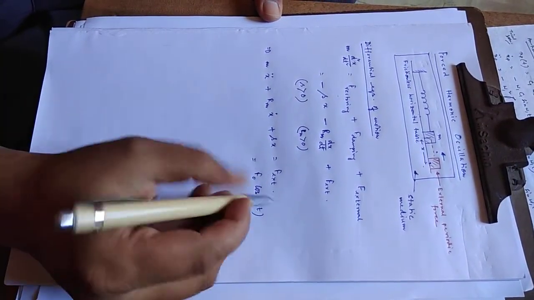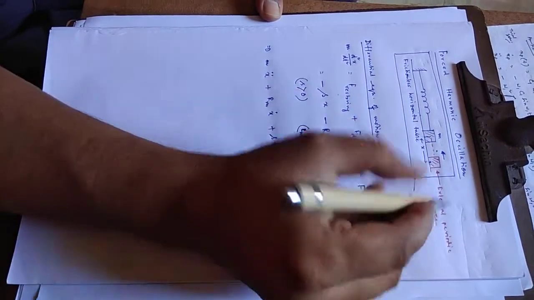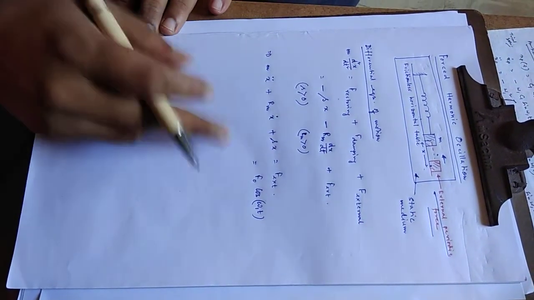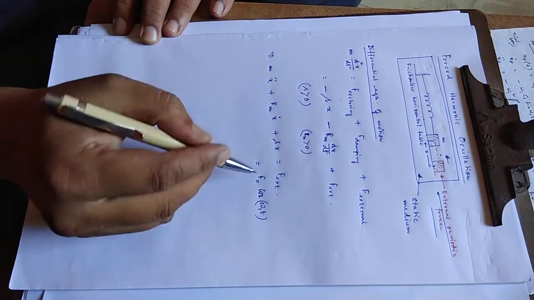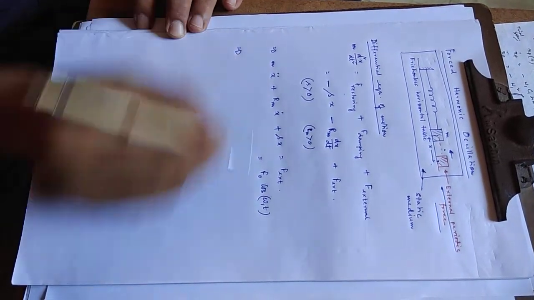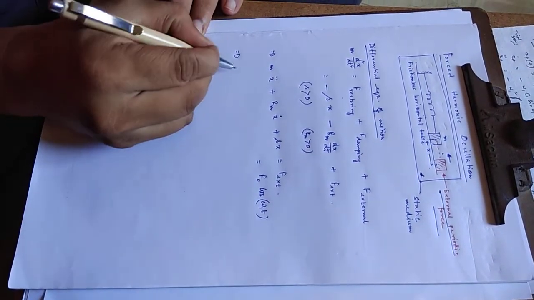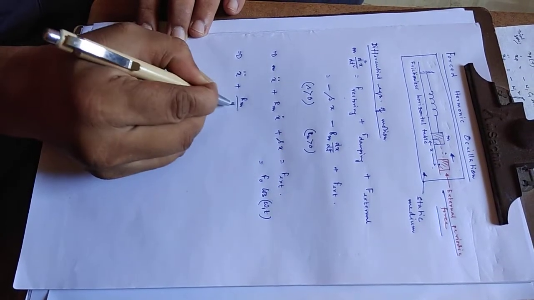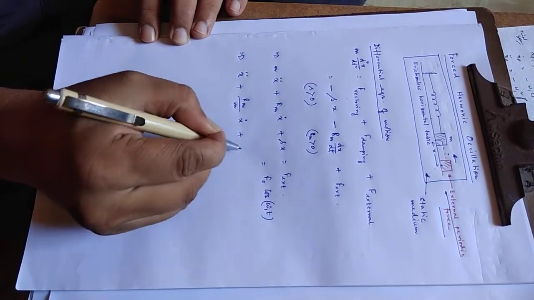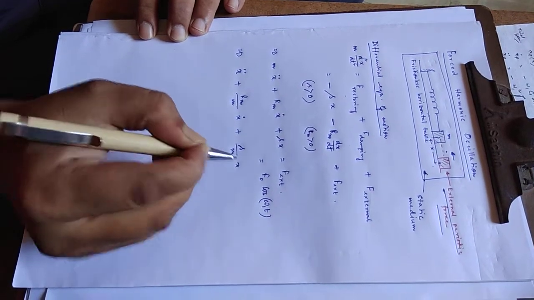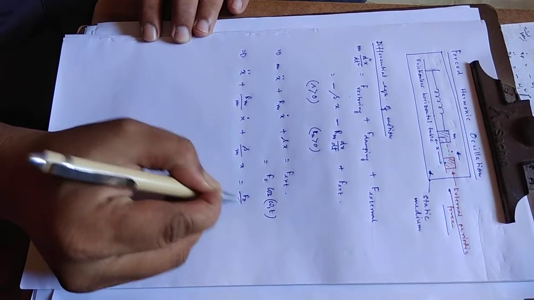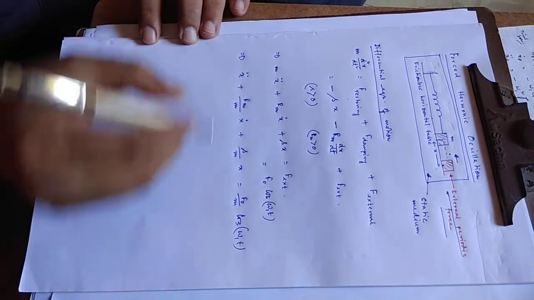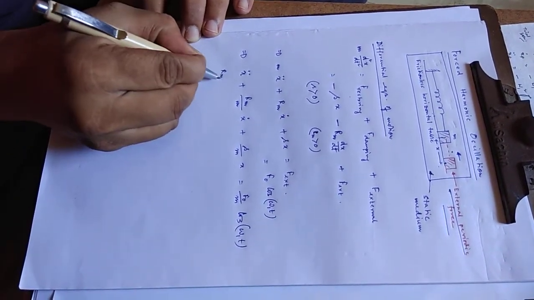So periodic external force, we have assumed the external force to be periodic in nature. Now if I divide this whole thing by the mass of the particle, x double dot plus Rm by m x dot plus S by m x equal to f naught by m cos omega 1 t.